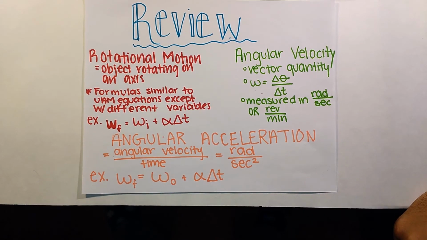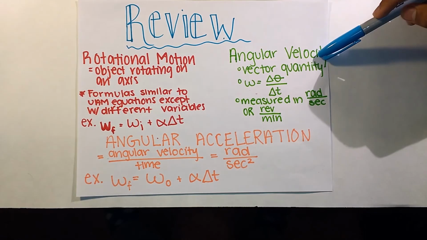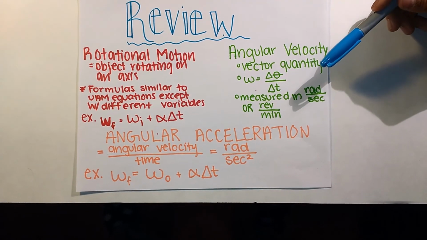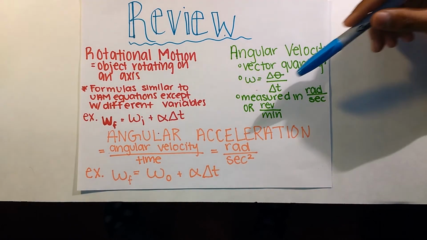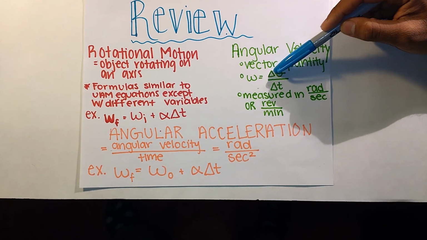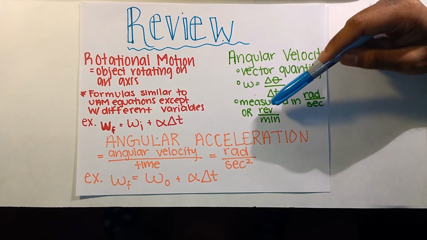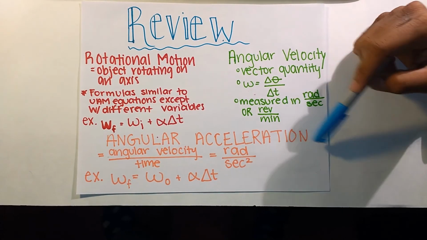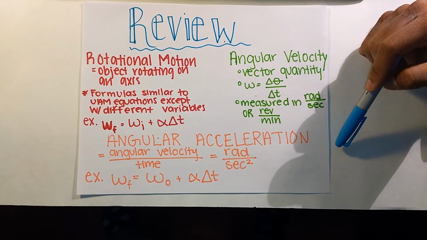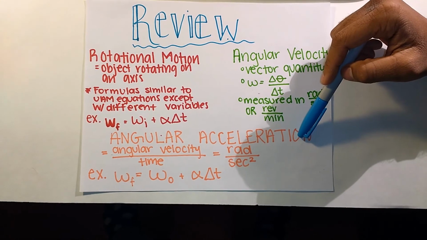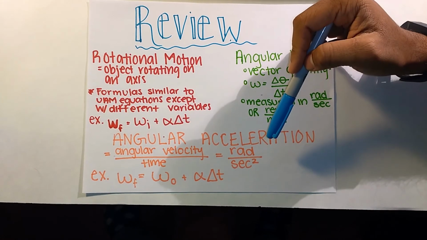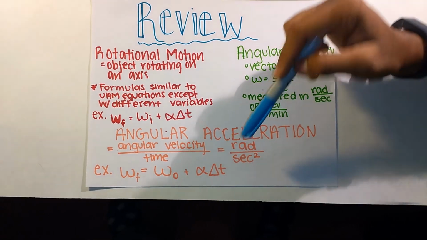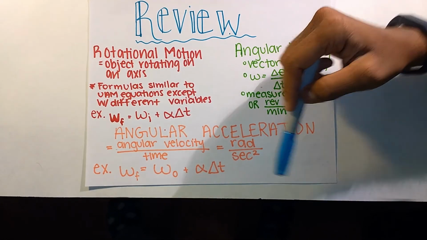From rotational motion, we can lead into angular velocity. Angular velocity is a vector quantity. You can find angular velocity by dividing the change in angle measure by time. It's measured in radians per second or revolutions per minute. By finding out angular velocity, we can figure out angular acceleration. Angular acceleration is equal to change in angular velocity over time, which is measured in radians per second squared.